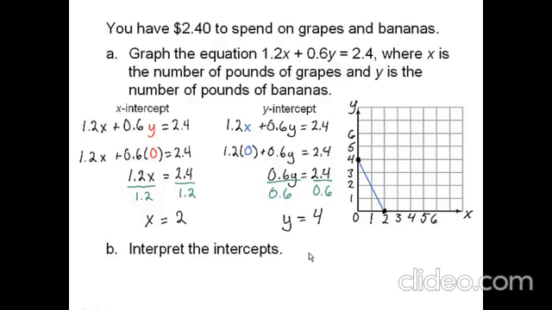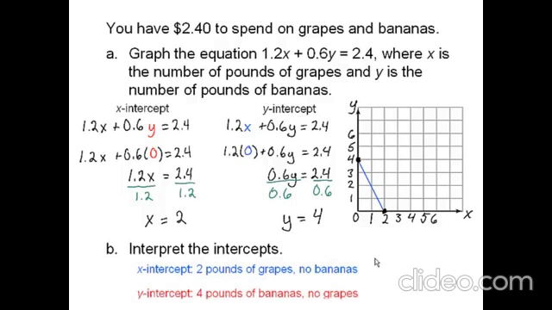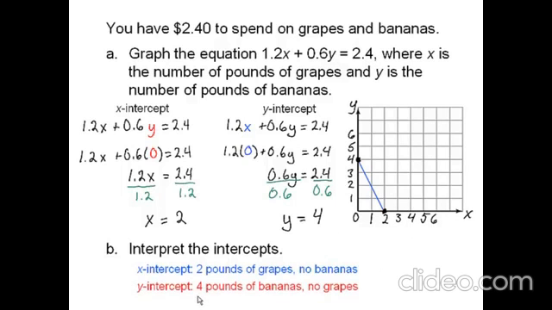Interpret the intercepts. The x-intercept, 2, means that you can buy 2 pounds of grapes if you don't buy any bananas. And the y-intercept, 4, means that you can buy 4 pounds of bananas if you don't buy any grapes.